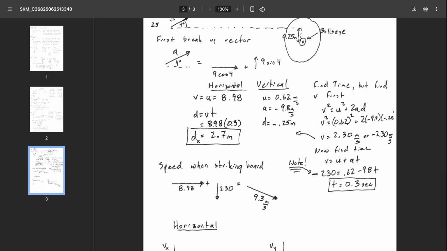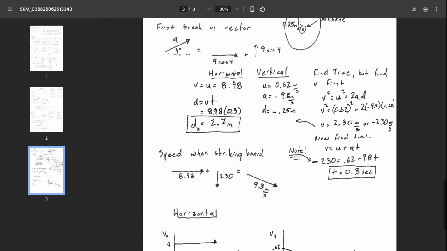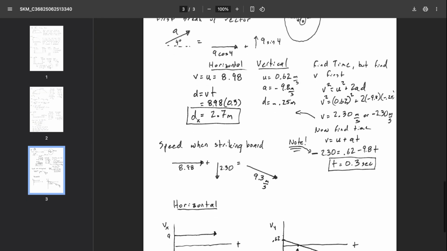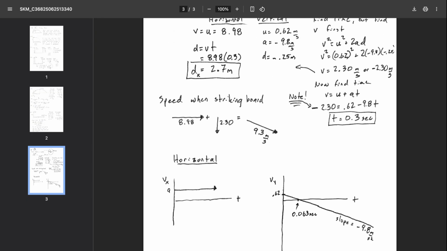Then we want the speed of the dart when it hits the bullseye. That's just going to be the sum of your velocity vectors when it gets to the bullseye. We know the horizontal is not going to change. It's 8.98. The vertical is going to be 2.3 down. It doesn't matter that it's negative. You're just going to add those two up. So the speed would be 9.3 meters per second when you add those two up using the Pythagorean theorem. They only asked for speed. They didn't ask for the theta, that's why I didn't calculate it. So that's the speed, 9.3 meters per second.